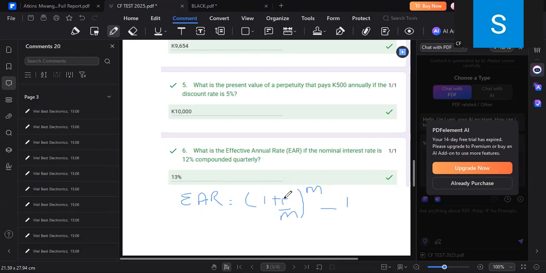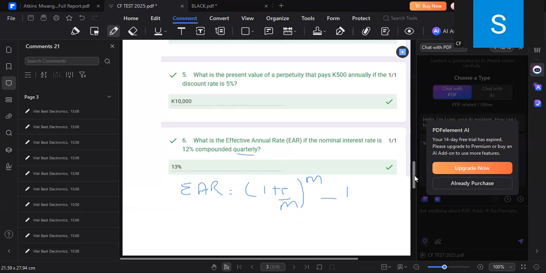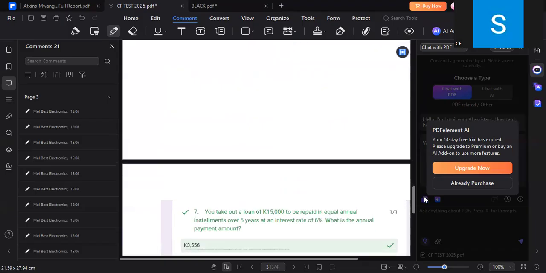Okay? So 1 plus 0.12 over what? What do you put on m? 4, right? Quarterly. Then to the power 4 minus 1. Are we together? Yes. So that is how we find the effective annual rate.